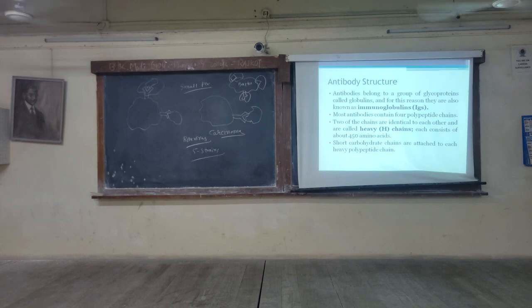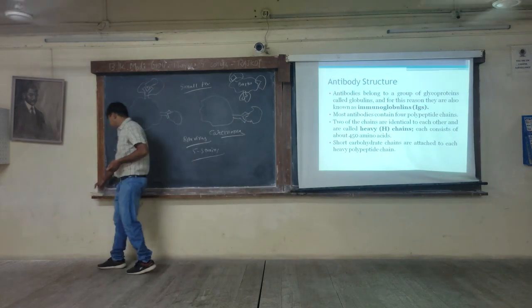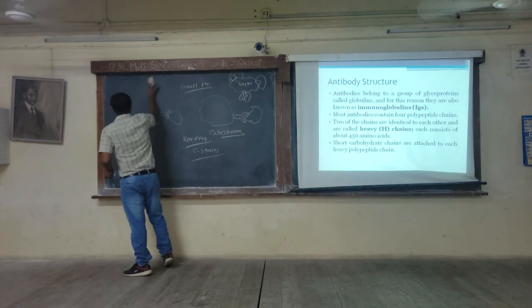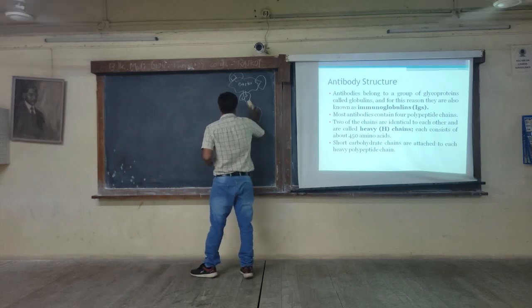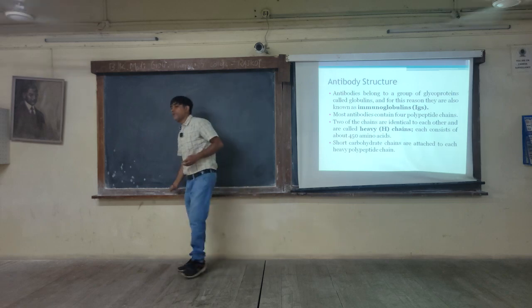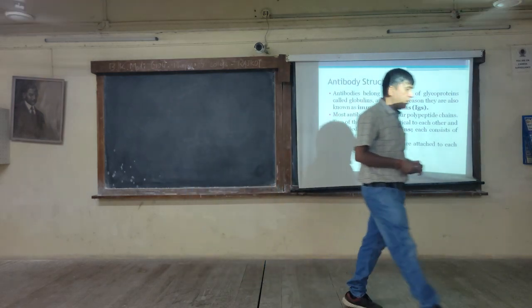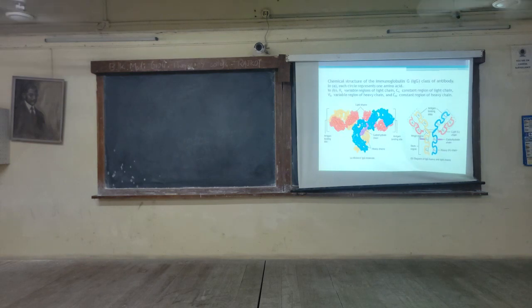Now, the structure of antibody, the antibodies, they are also known as immunoglobulins. The immunoglobulins are having 2 chains. One is heavy, another is light. And there are two pairs of the chains. Let me focus on the structure only. We're not going in much detail over here. So this is the structure of the immunoglobulin.